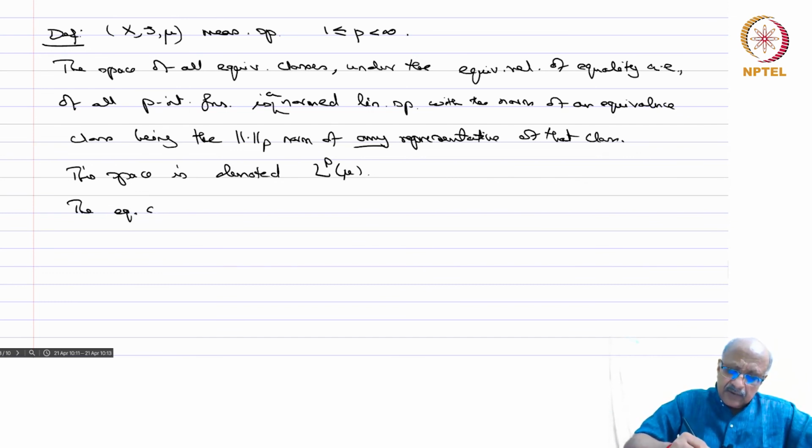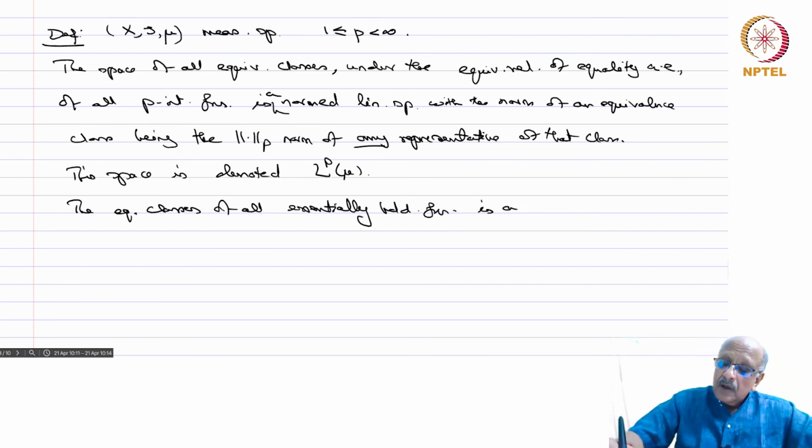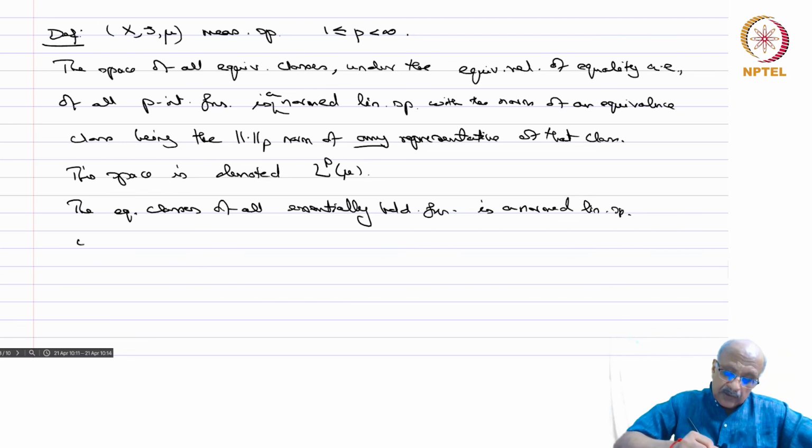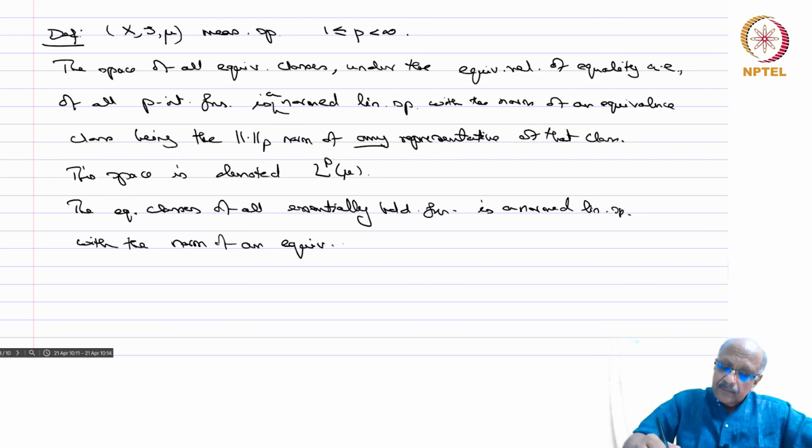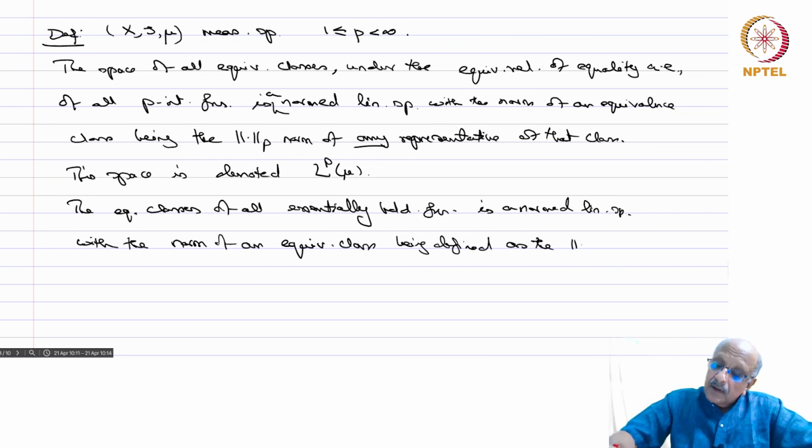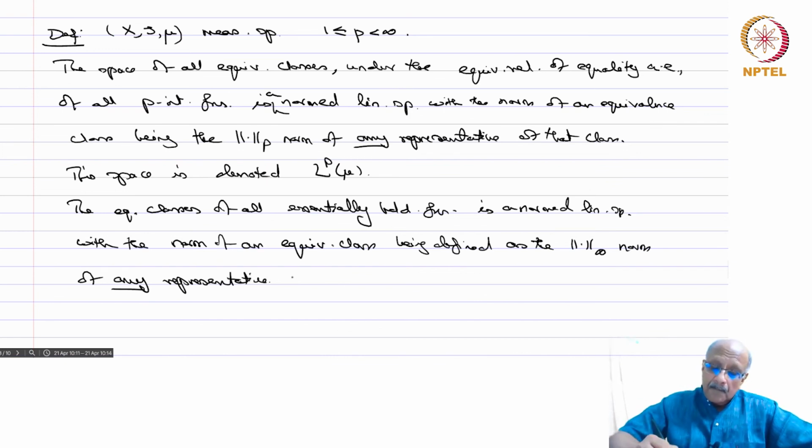The equivalence classes of all essentially bounded functions is a normed linear space with the norm of an equivalence class being defined as the infinity norm of any representative. This space is denoted L^∞(μ).